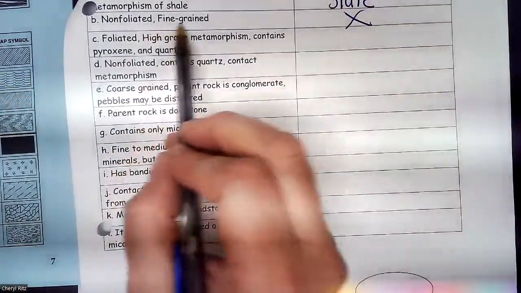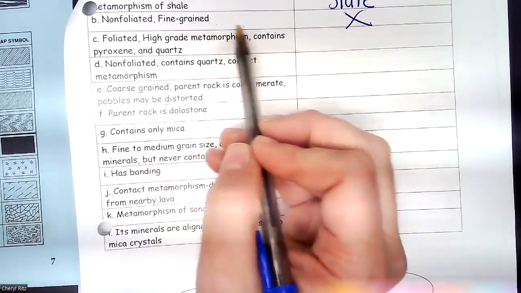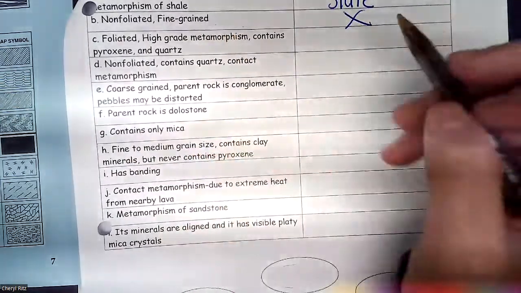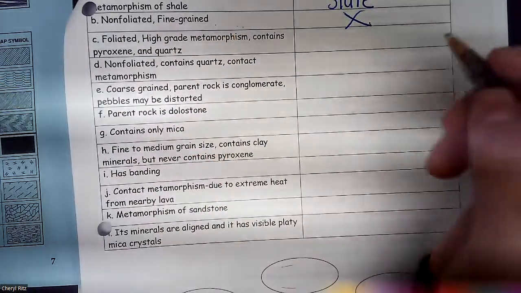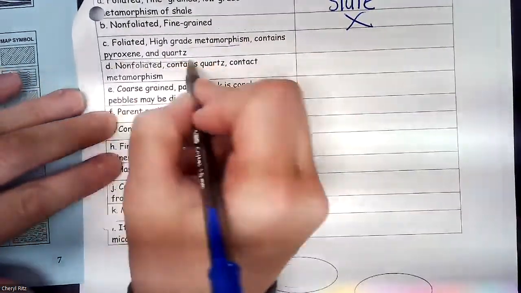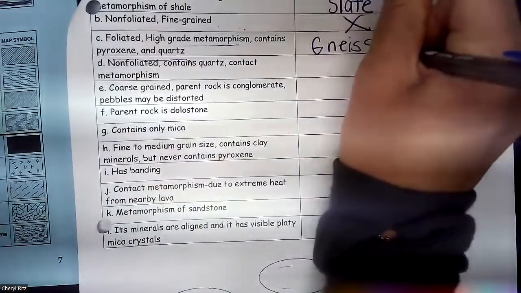I think what I did is I got distracted and stopped typing. I think there was supposed to be more to this sentence. How about then C, foliated, high grade, gneiss? Okay, nice. The high grade metamorphism contains pyroxene and coarse. That one is going to be gneiss.